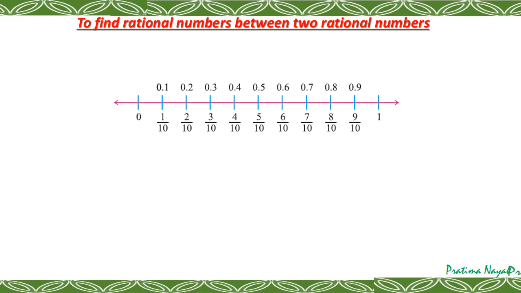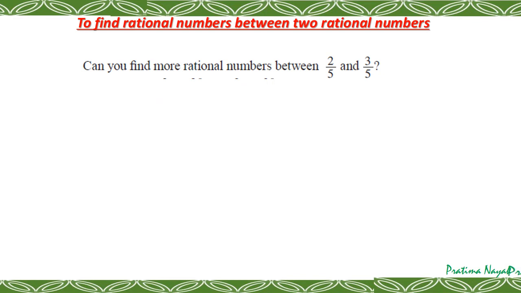So we can put on the number line also 0.1, 0.2, 0.3. They will be in between 0 and 1. So decimal numbers can also be represented on the number line. Now, can you find some more rational numbers between 2 by 5 and 3 by 5?